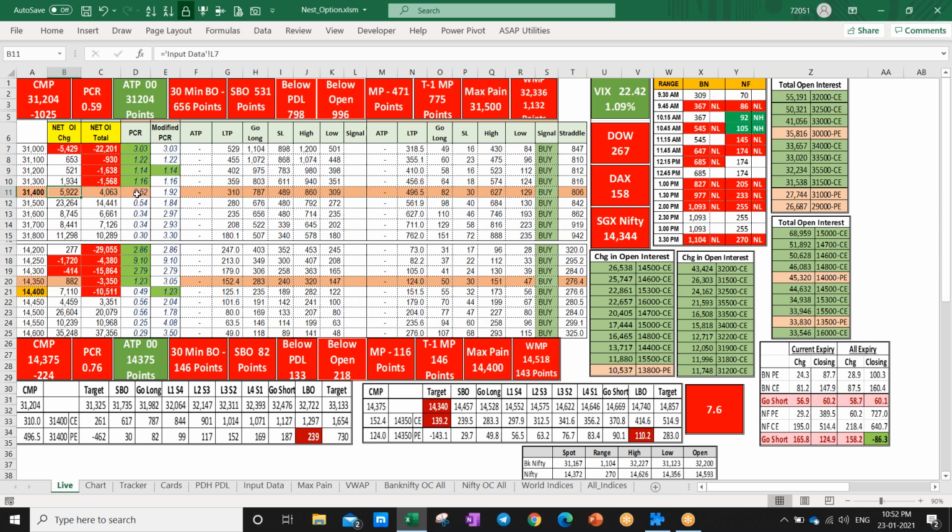And this PCR is nothing but put divided by call. Put open interest divided by call open interest you can get for the PCR for the particular strike price. And if this PCR is below 1, it means support is not there, the resistance is there, and it is bearish.